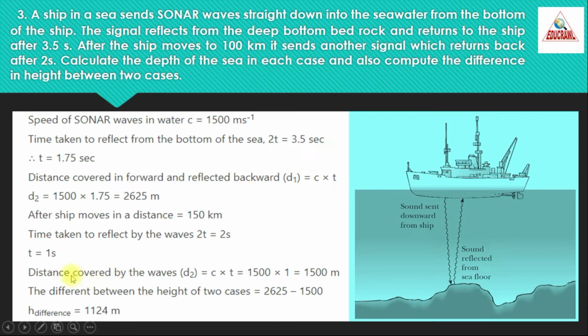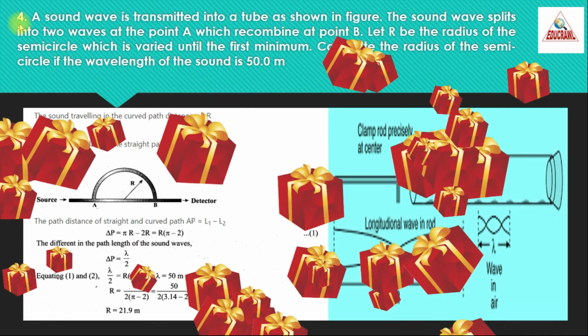Now once again we find the distance covered by the waves, that is d2, using the formula velocity into time. Here also it is 1500 into time value 1 second. So the total distance travelled is 1500 meter. So in two cases we have found the two distances. Finally we have to find the difference between the heights. So we have to subtract these two values, that is 2625 minus 1500. So the height difference is 1125 meter.